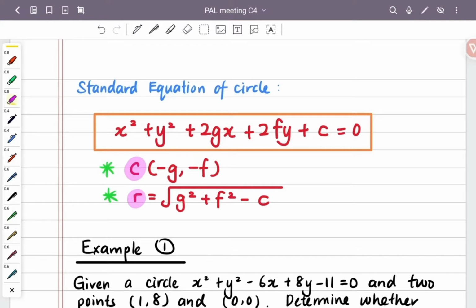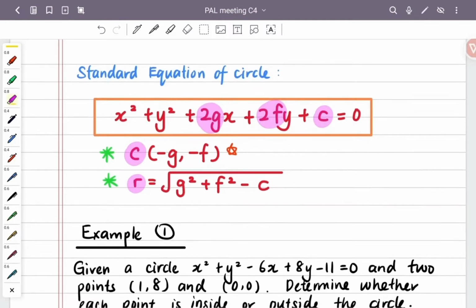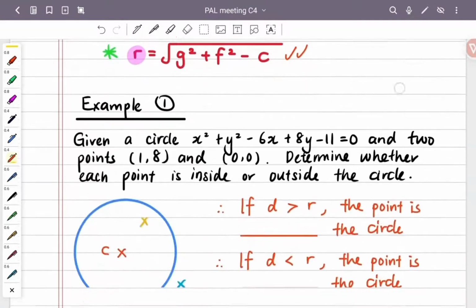Center is just simply, okay, from the equation you find out what is g and what is f, and then you apply this formula. Okay, you apply this formula so you can get your center. And then what is your c? Your c is also taken from standard equation, and with these 3 information then you can find your radius. Okay, so now let us look at the first example.